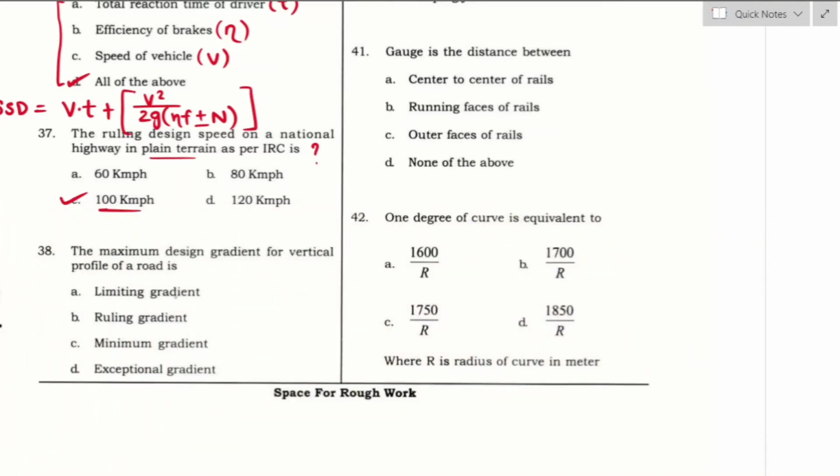Question number 38. The maximum design gradient for vertical profile of the road is. The maximum design gradient for a vertical profile of the road depends on the terrain, length of the grade, speed, pulling power of the vehicle and the presence of the horizontal curve. So it is a ruling gradient. Option B is the right answer.